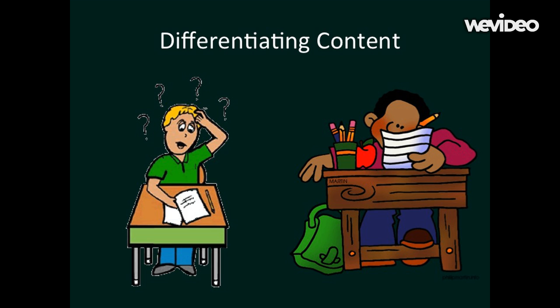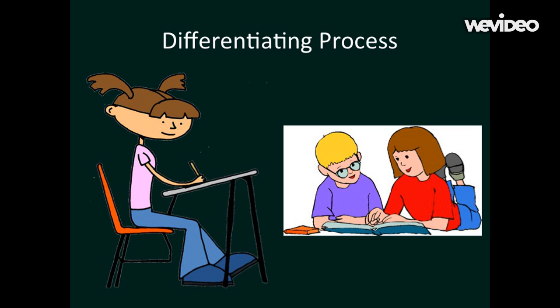Another example is Peter, who just returned from missing several weeks of school due to a severe illness. He missed instruction during his absence, so Peter's teacher helps him with the material he missed while other students move on. Another way to differentiate instruction is by differentiating process, or how the students learn the material.